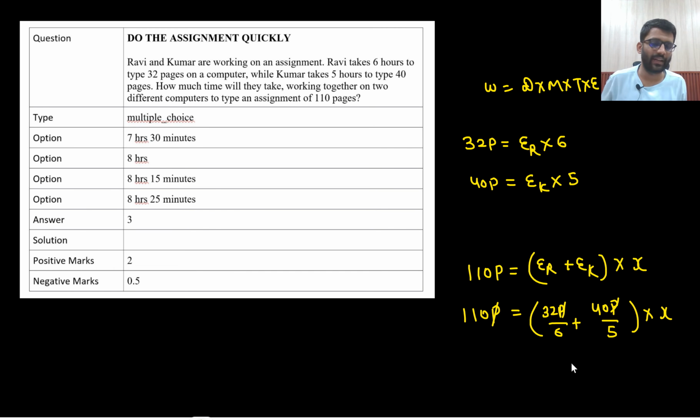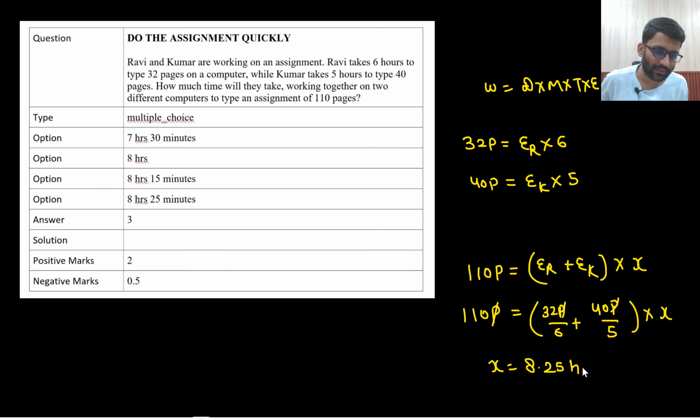All these will get cancelled. And what you will get? 110. 32 by 6 plus 8. You can do the calculation now. 32 by 6 plus 8, reciprocal into 110, 8.25. So what we are getting? X is equal to 8.25 hours.